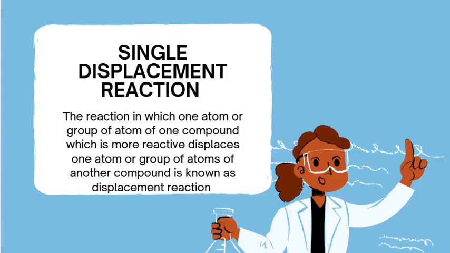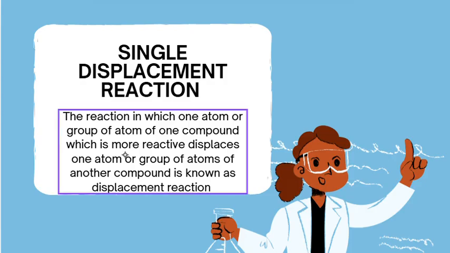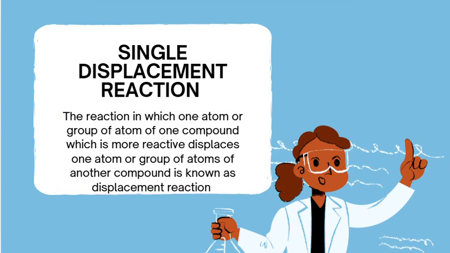Let us look at the third type of reaction, that is the single displacement reaction. What is the definition? The reaction in which one atom or a group of atoms of one compound which is more reactive displaces one atom or a group of atoms of another compound is known as a displacement reaction. Basically, this means that a more reactive element will displace a less reactive element.